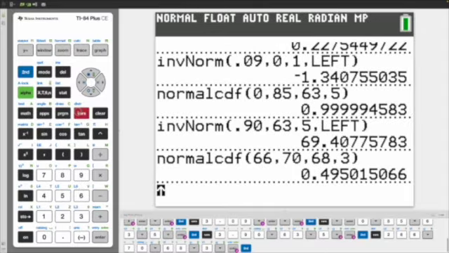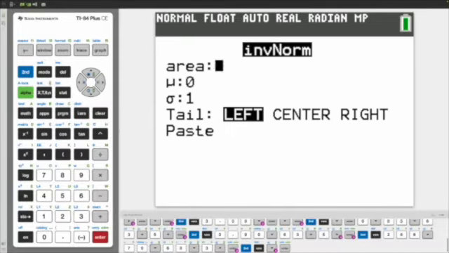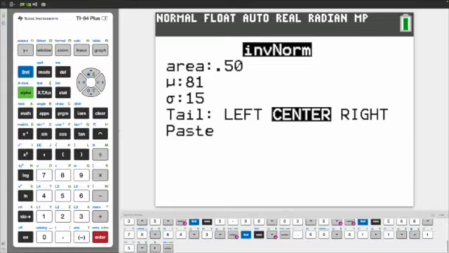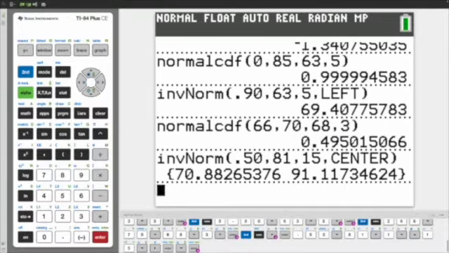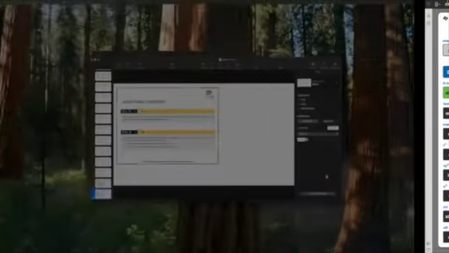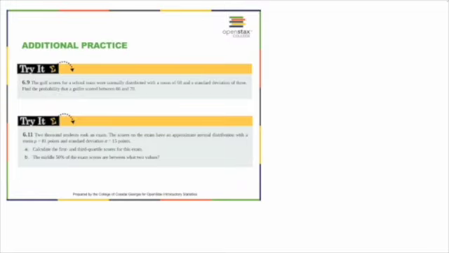So if I go to my second distribution, inverse norm, the area was 50%. The mean was 81 and a standard deviation of 15. This time the tail is center, not middle. And it gives us two values here. We have a 70.88 and a 91.12. So the middle 50% of the scores were between 70.9 and 91.1. And again, that was found using that inverse norm.